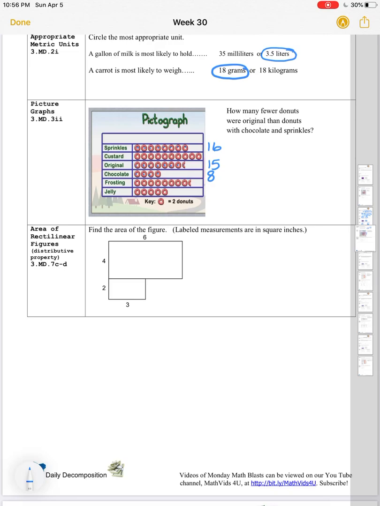So chocolate and sprinkled together would be 8 plus 16, which would be 24 donuts. And now original, there were 15 original donuts. So if I want to know how many fewer were original, I'm going to subtract those 15. And I can see that I would have 9 fewer original than chocolate and sprinkle donuts.